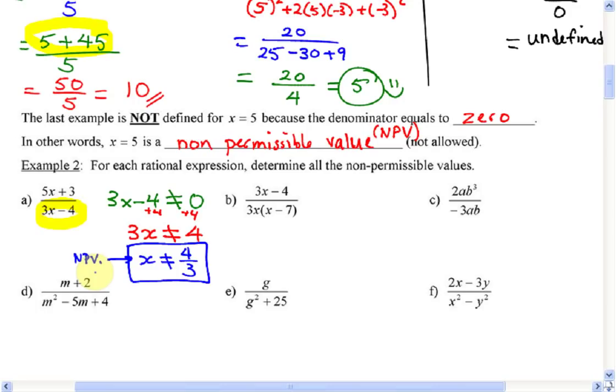So let's try part B then. If I want to do the same thing for part B, what do I have to look at? Numerator or denominator, first of all. The denominator, 3x times x minus 7, and I can't make that equal to 0.